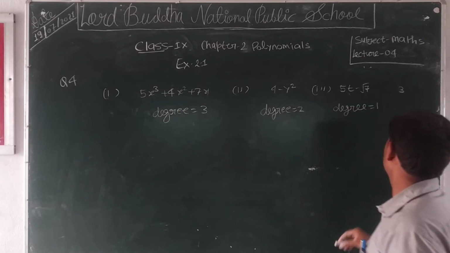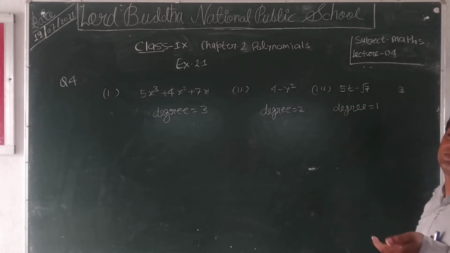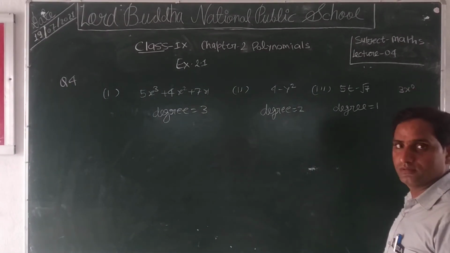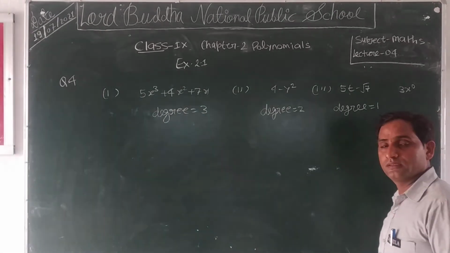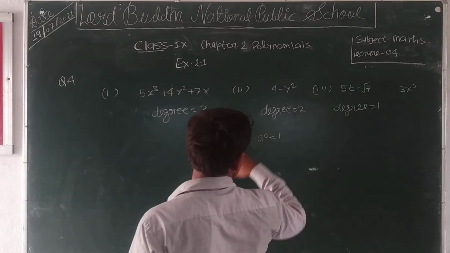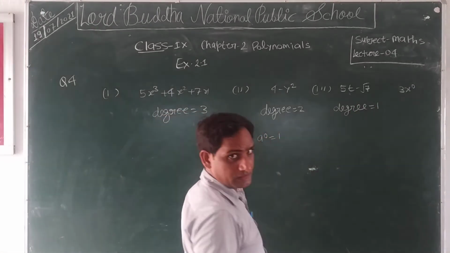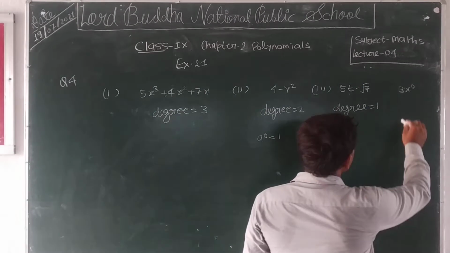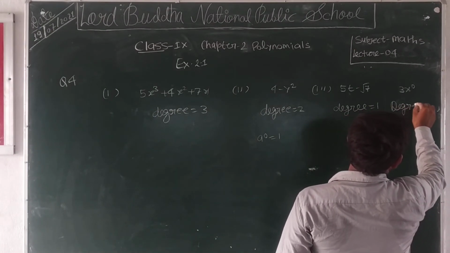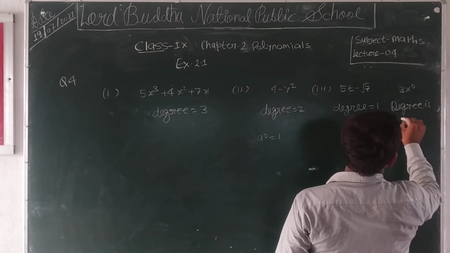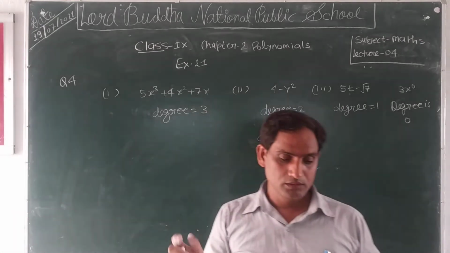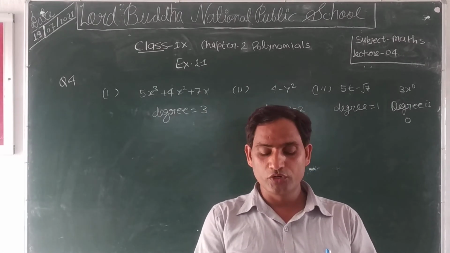Clear? Now, in this case, this is a constant polynomial. We can write it as 3 times x power 0, because we know that a power 0 is 1, and 3 into 1 equals 3. Hence, its degree is 0. Okay? In this way, question 4 is complete.